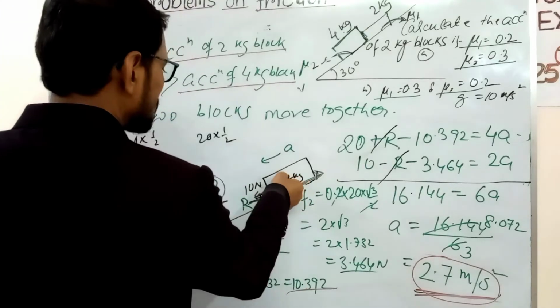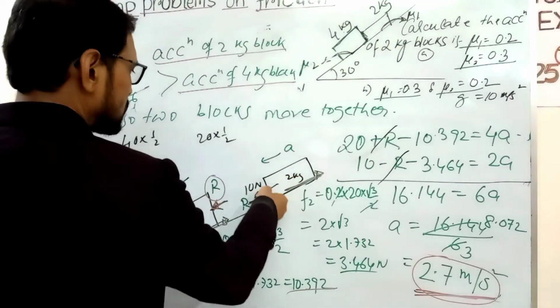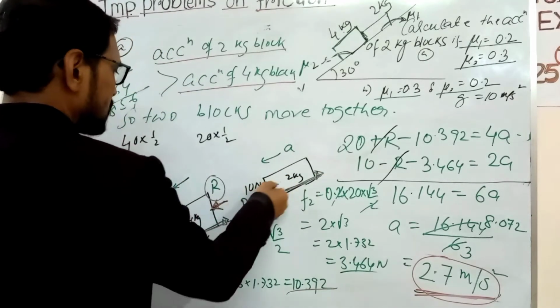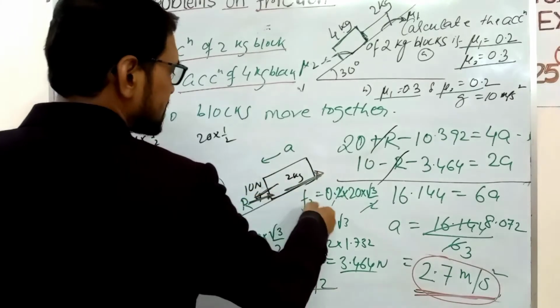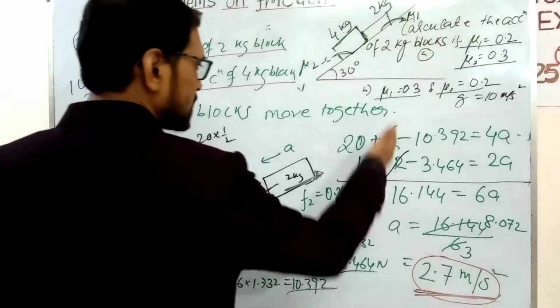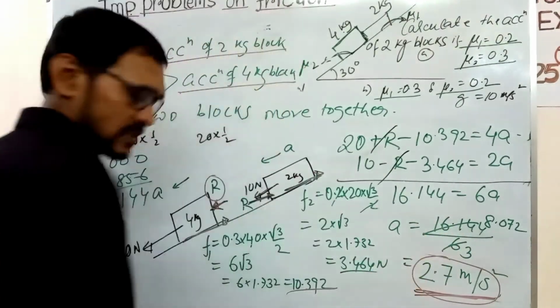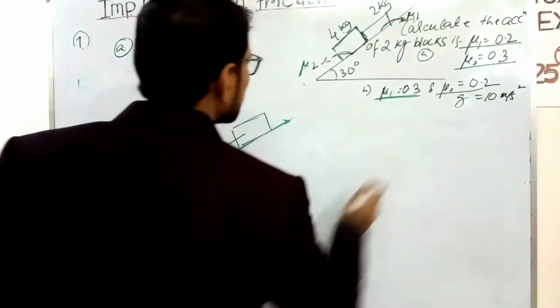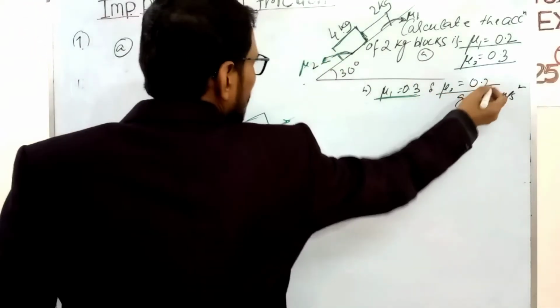Now for the equation of motion of the 2 kg block: 10 plus r, 10 acts in this direction, r and friction act in this direction. So 10 minus r minus friction equals ma. Now add these, and we get the acceleration. Now for the second case, mu2 is equal to 0.2.